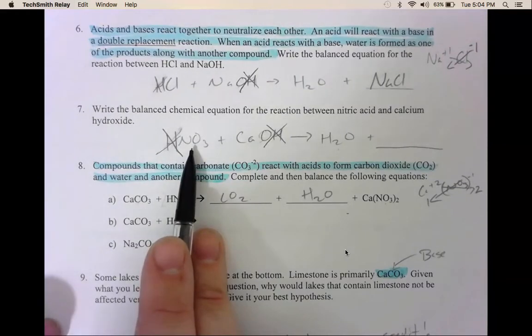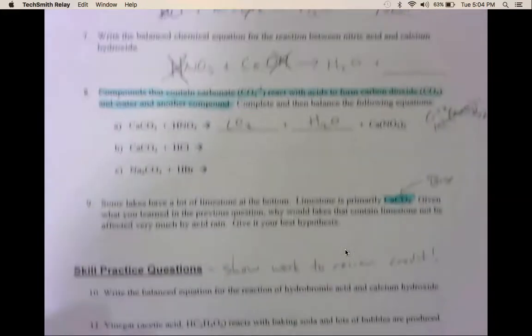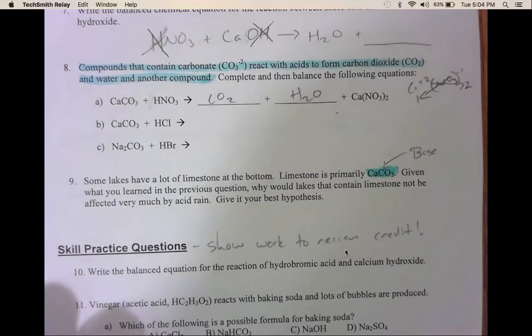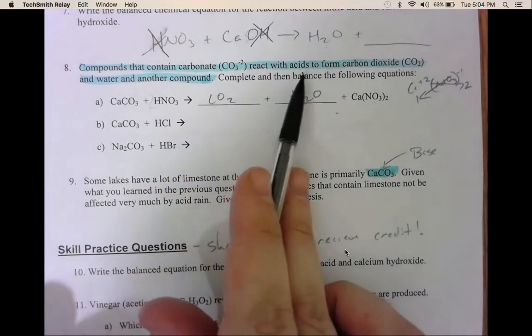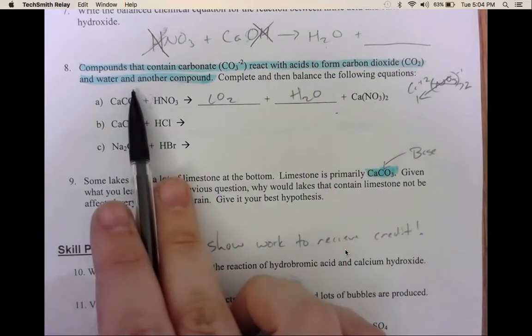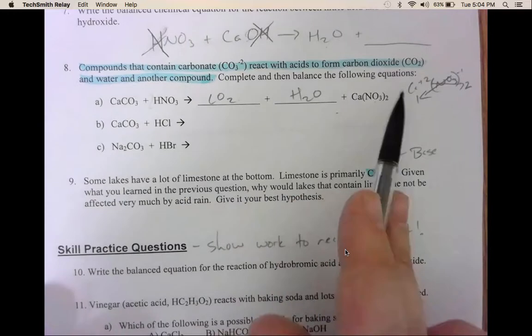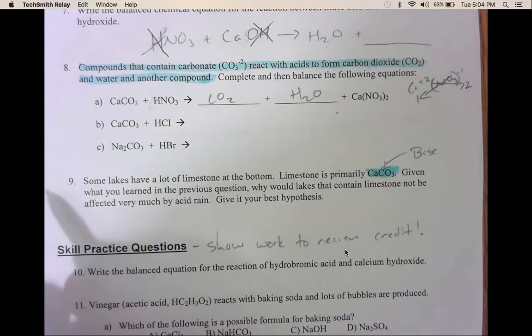Nitrate, you can look up on the back of your periodic table if you don't remember the charge. So next, question 8. Question 8 again gives us some new information. Whenever compounds that contain carbonate react with acids, it will always form carbon dioxide, water, and another compound. So immediately when we see these two blanks and we see the other compound, we know that we can put carbon dioxide and water there.